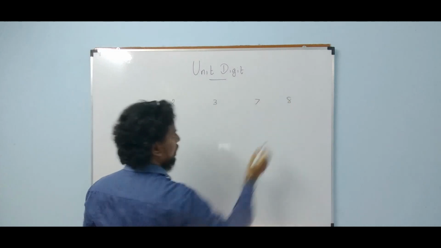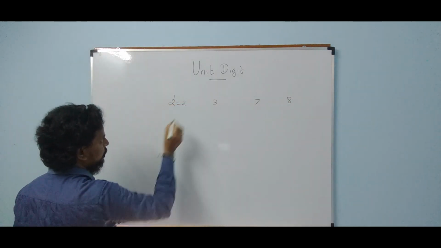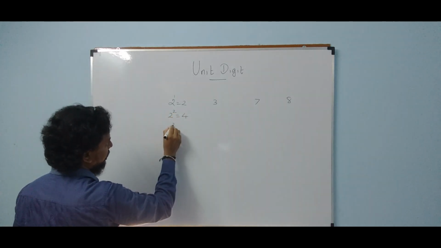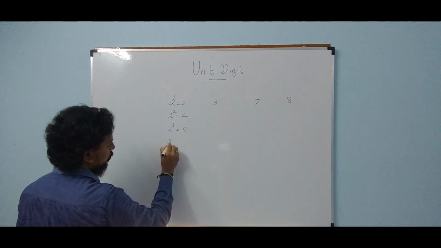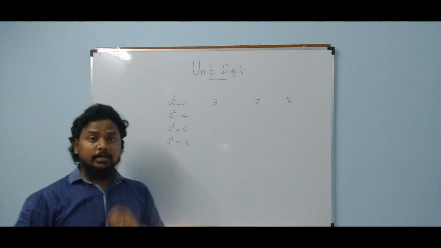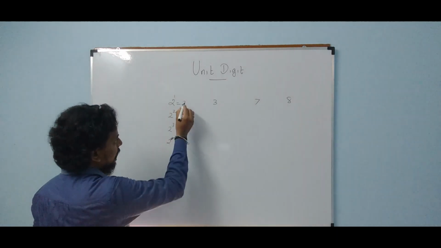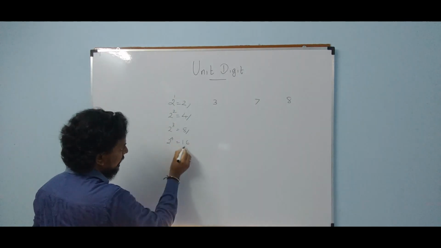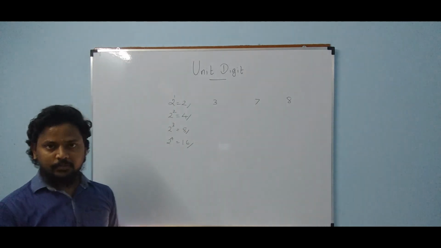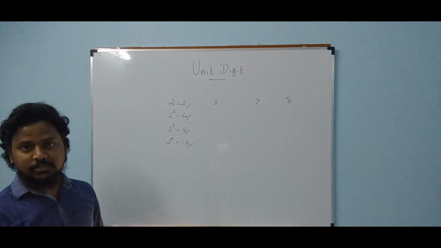7, 8. Only these 4 numbers are left out. 2 to the power 1 is nothing but 2. 2 to the power 2 is nothing but 4. 2 to the power 3 is nothing but 8. 2 to the power 4 is nothing but 16. What is 2 power 5? 32. Which means again 2 will repeat. So for 2, the cyclicity of unit digits is 2, 4, 8, 6. I repeat, for 2: 2, 4, 8, 6.